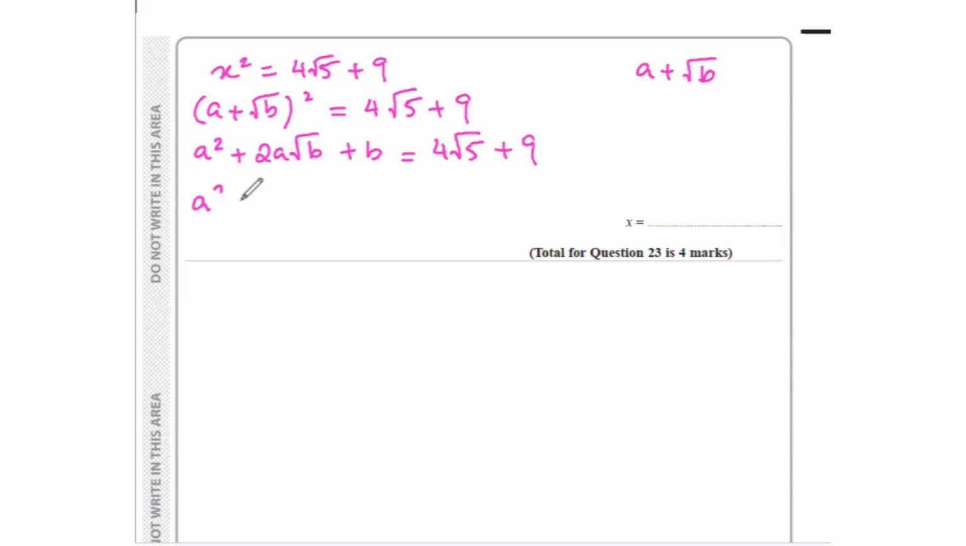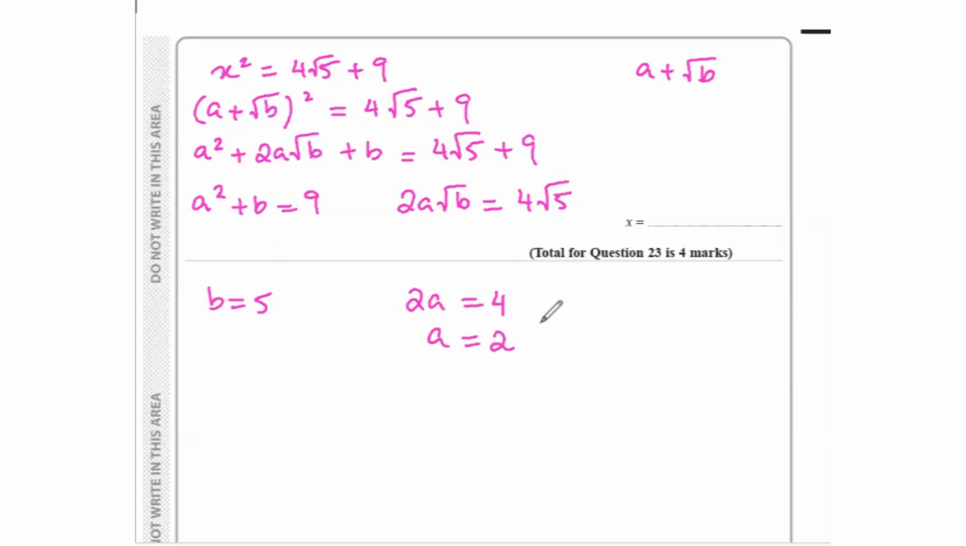Now we know a squared plus b is equal to 9 because they're the only constants. And the surds are 2a root b equals 4 root 5. Now, since there's only one surd and 5 is a prime number, b is going to be 5. And if you put 2a equal to 4, a is equal to 2. And in order to check if we're correct or not, we can put back a over here. So 2 squared plus 5 is the same as 9, which means x is 2 plus root 5.